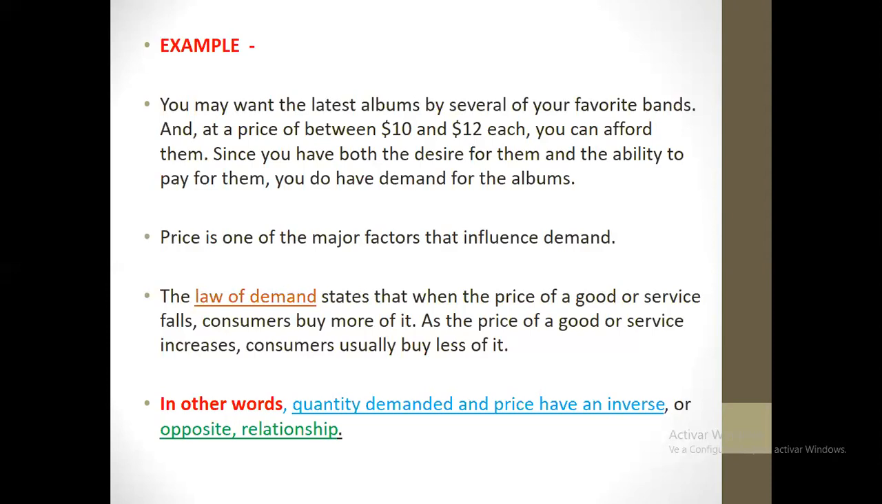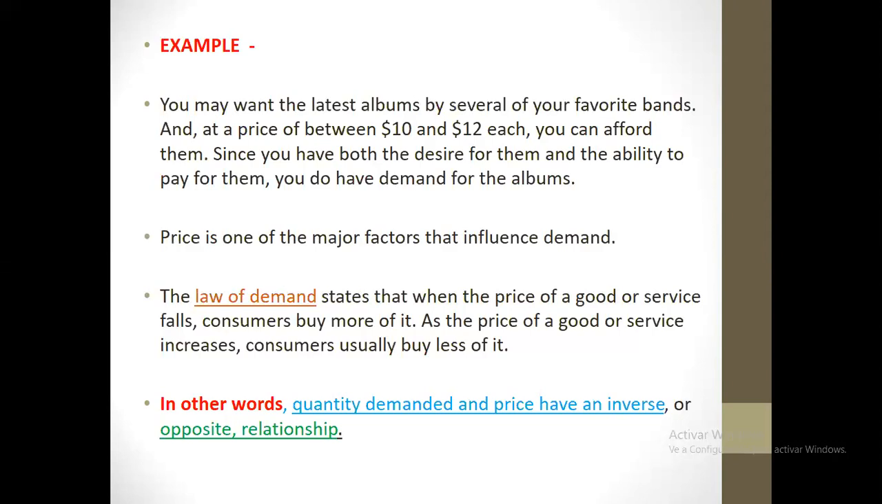Now, the law of demand states that when the price of a good or service falls, cuando baja el precio, the consumer buys more of it. Usually, you buy more of it. Es como usted va a una tienda. Si hay una oferta, ustedes aprovechan a comprar varios de lo que está en oferta, a pesar de que no lo querían, pero lo deseaban y aprovechan la oferta, porque el precio bajó. So the consumer buys more of it.